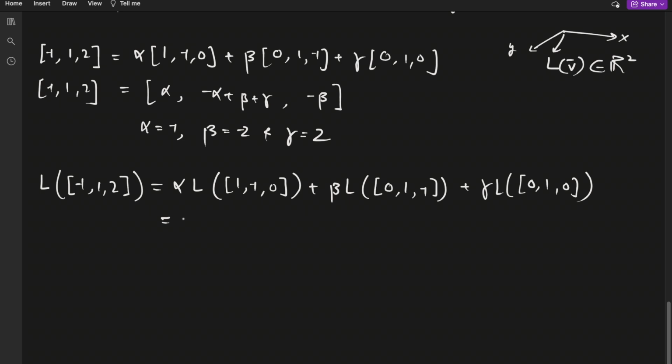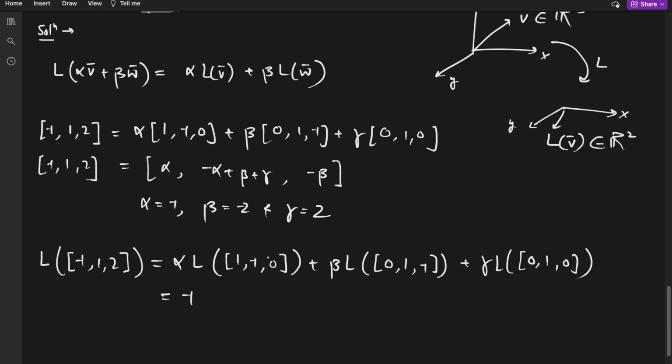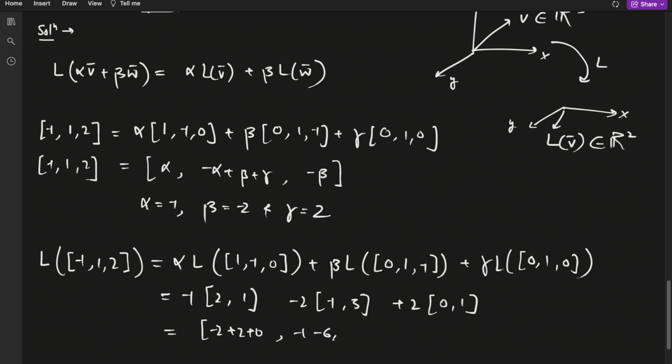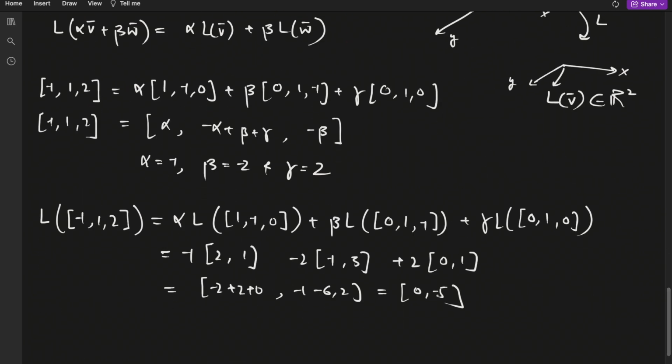Now all you need to do is simply replace alpha with minus 1, and we already know what L times 1 minus 1 0 is. L times 1 minus 1 0 is 2 1. Similarly, the remaining two are already given in the question. So this is 2 comma 1, beta is minus 2, and this is 1 comma minus 1 comma 3. This is given in the question itself. Gamma is 2 and this is 0 comma 1. If you simply solve this, you will get minus 2 plus 2 0, and minus 1 minus 6 plus 2. So this becomes 0 comma minus 5. So hence done. The linear transformation of this vector is nothing but this 0 comma minus 5.